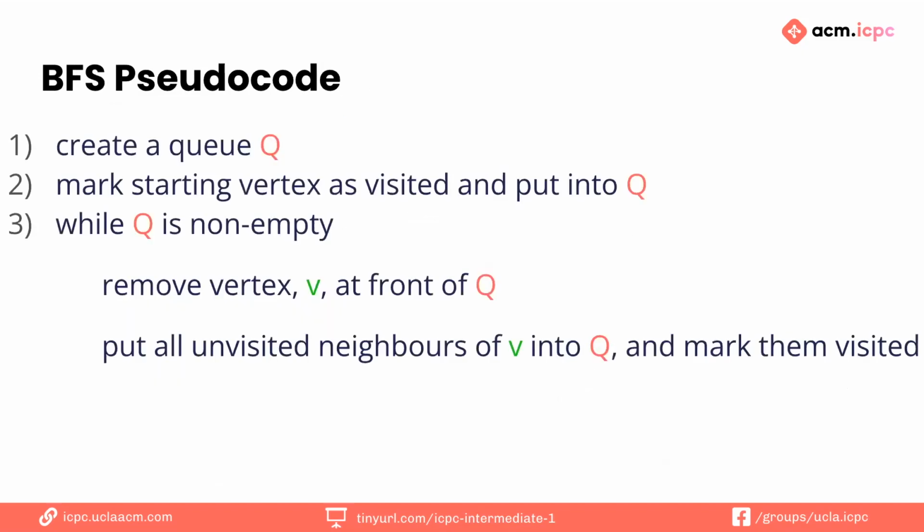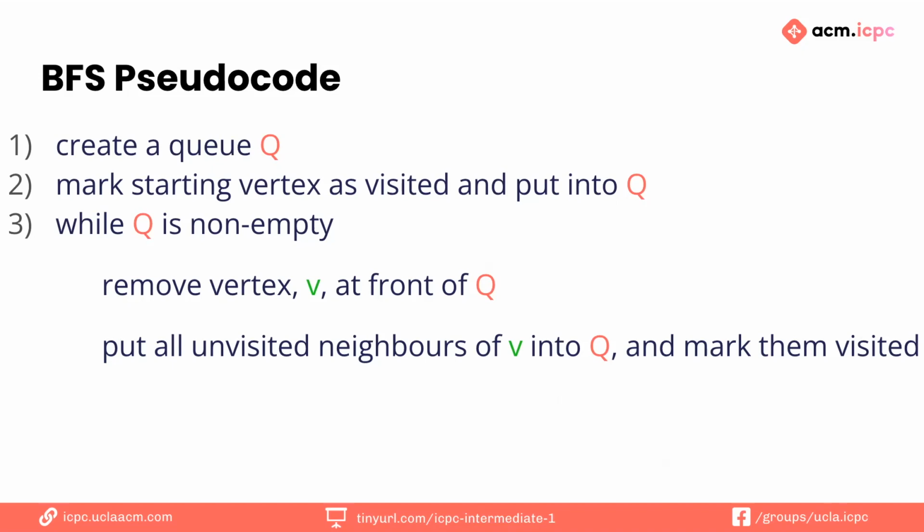If you can go to the next slide, you'll see the BFS pseudocode. So essentially, all we have to do in order to implement this algorithm is to create our queue. We mark our starting vertex as visited and put it into the queue in order to get started. And then, while the queue is not empty, we remove the vertex at the front, aka access it and pop it. And then we put all of its unvisited neighbors into the queue to make sure that we visit them at some point. And we mark them as visited to make sure that we don't visit them more than once.